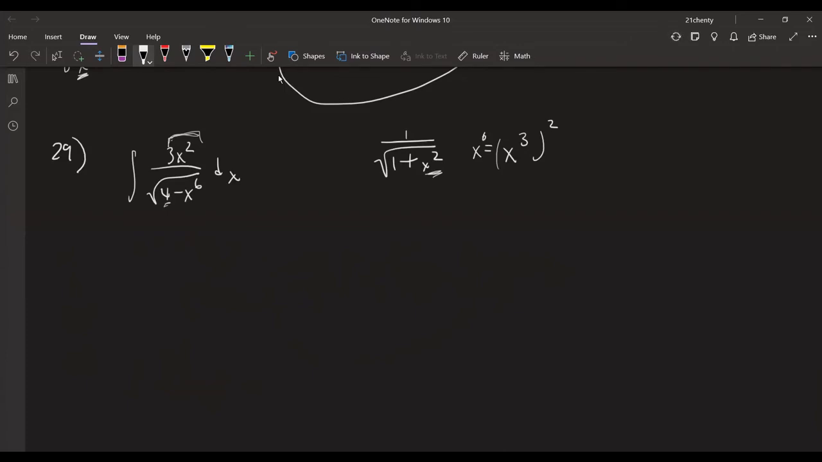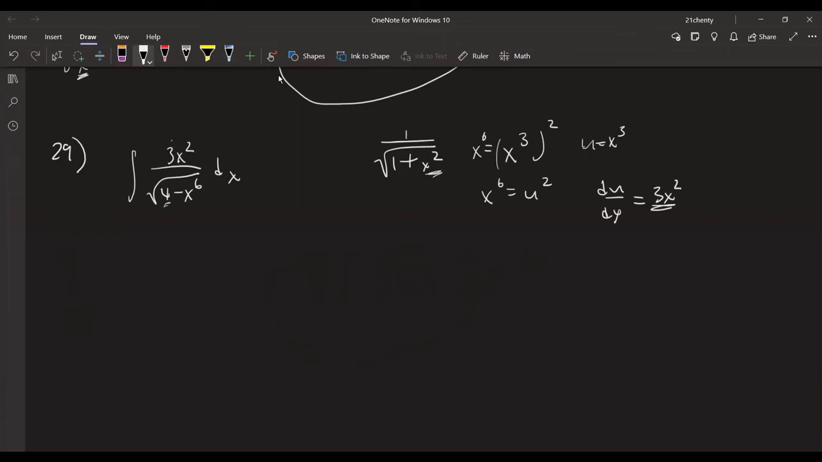x cubed squared, right? So that means if u equals x cubed, we just get x to the 6th equals u squared. So we can substitute u equals x cubed, and we also notice that if u equals x cubed, du over dx equals 3x squared, and this matches this, which means they'll cancel out. So that solves that problem. And then it's just an issue of the 4. So first off, let's do these steps.